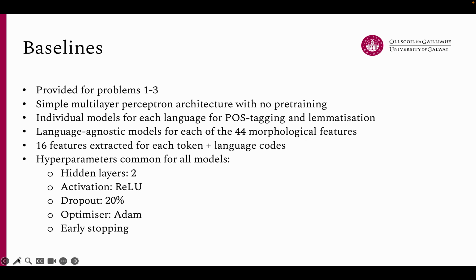We provided baselines only for problems 1 to 3, and the baseline was a simple multi-layer perceptron architecture with no pre-training, which means that embeddings were trained at the first layer. We trained individual models for each language for part-of-speech tagging and lemmatisation, and language-agnostic models for each of the 44 morphological features. You can also see a few hyperparameters common for all models on the slide.